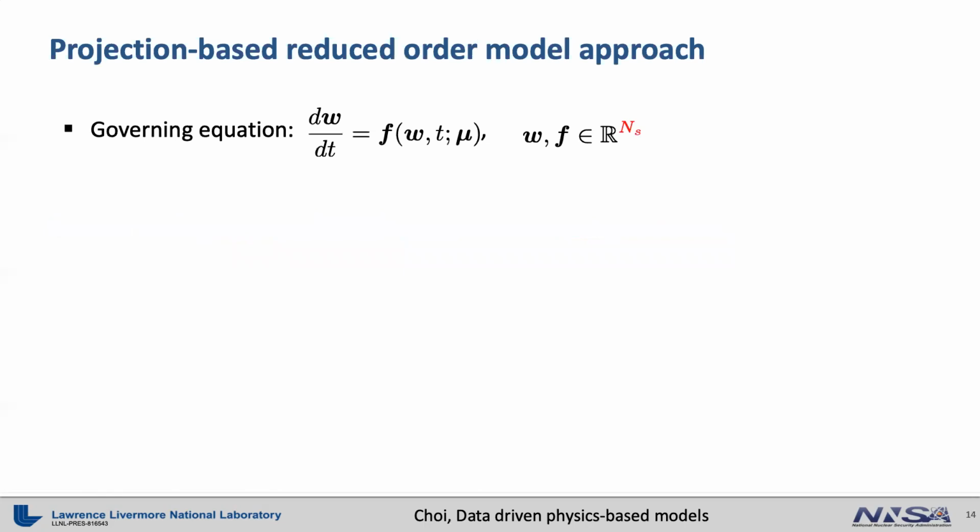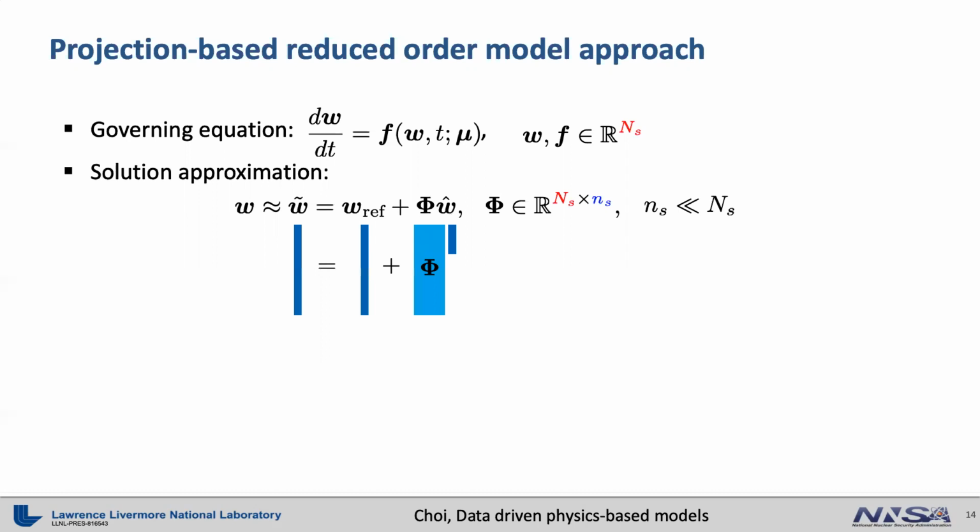All right. Here, I'm going to introduce the projection-based reduced order model approach. To do that, we will start with this governing equation represented by the ordinary differential equation. Here, w is your state variable, f is your nonlinear function, t is your time variable, and mu is your parameter. We first approximate the solution as a linear combination of reduced spaces phi. Again, you have seen this before in a previous example, and its dimension is a lot smaller than the full order model dimension, big N sub s.